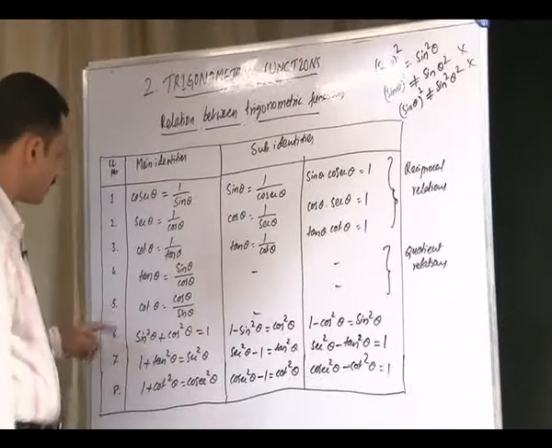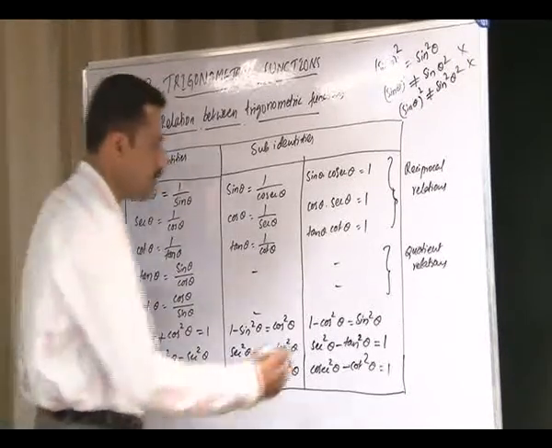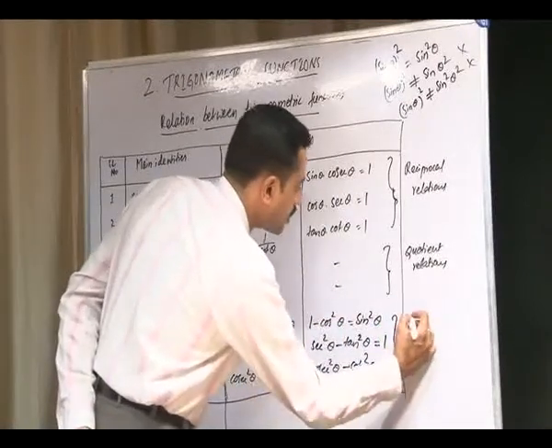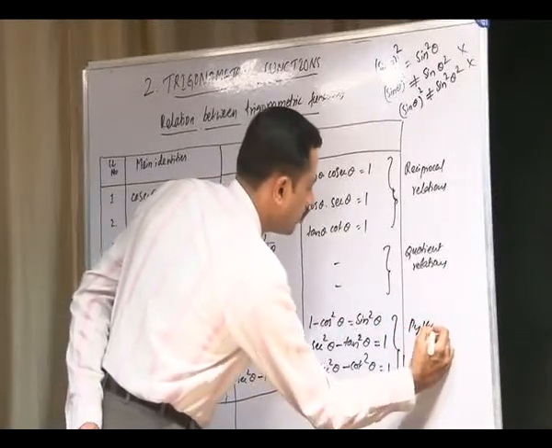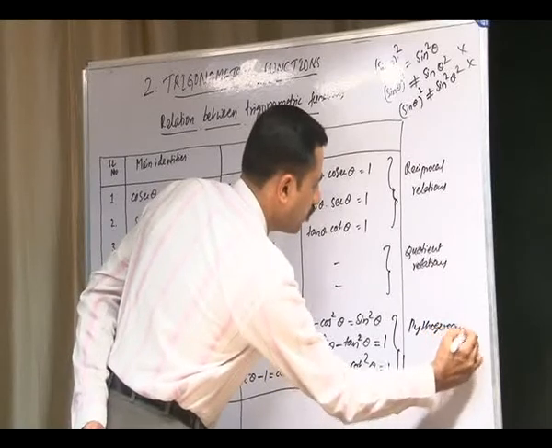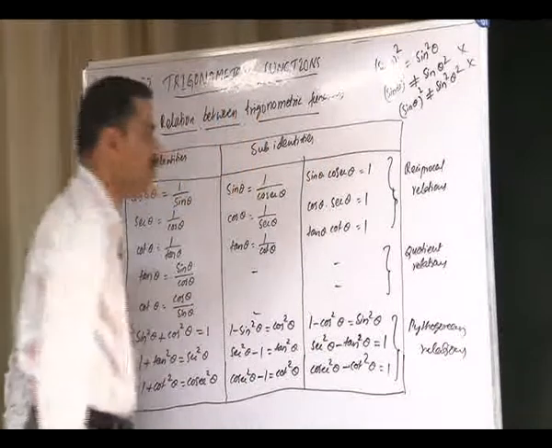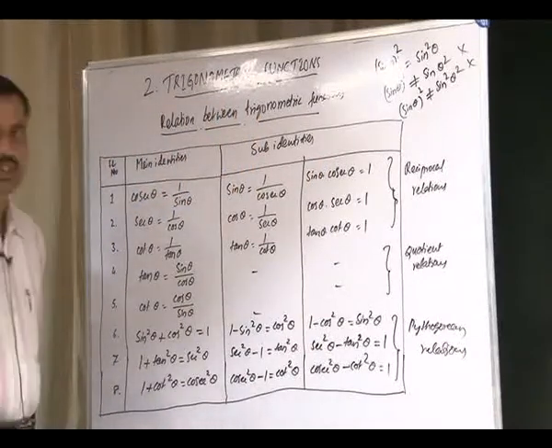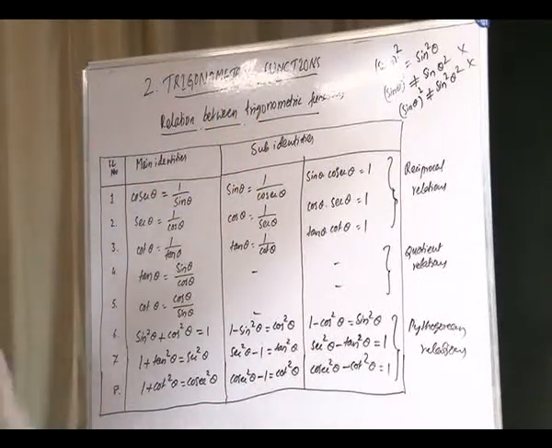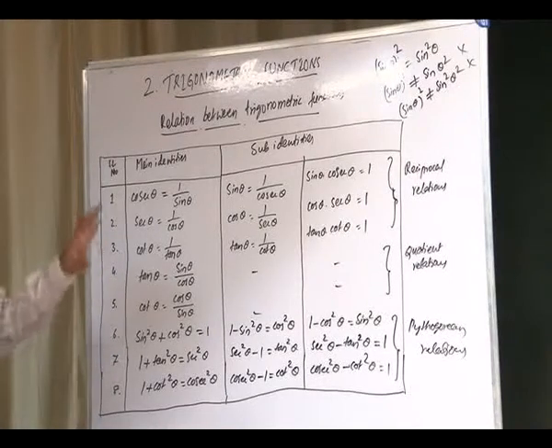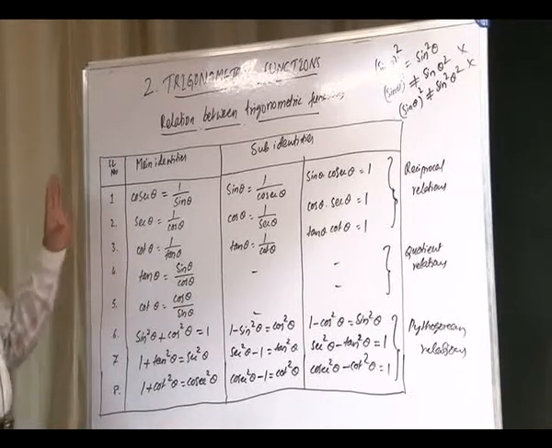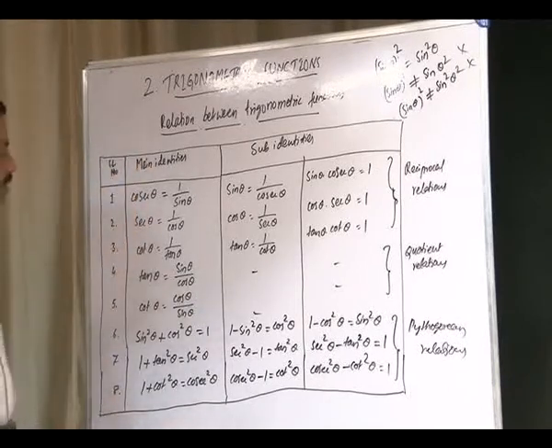These last three relations are also called Pythagorean relations. These relations are very important related to trigonometry. By using these relations you are going to solve some problems, or before that you are going to prove these relations also. Here I have written the main identities and sub identities.